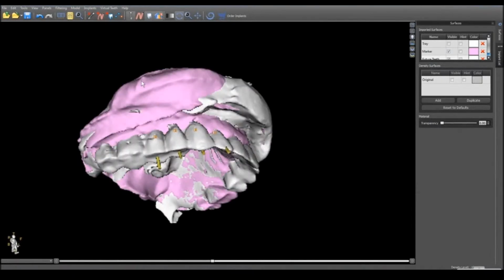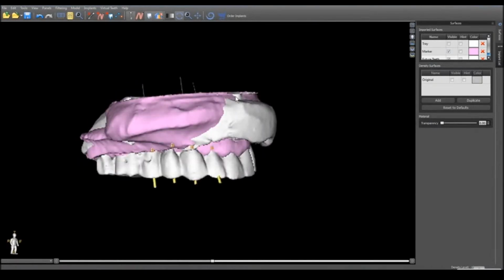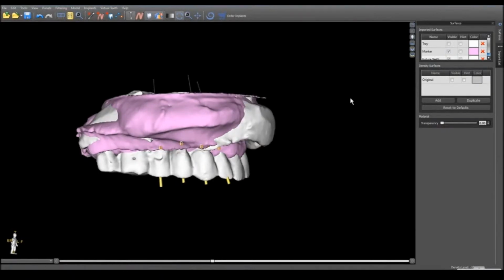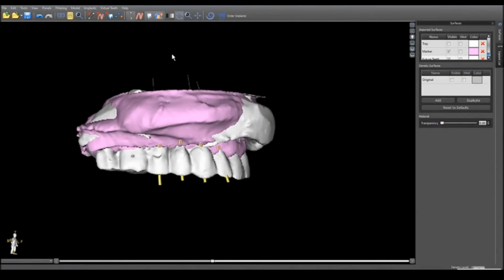The other question was, how do you merge the data in? The software has the facility to allow merges of different data sets on the basis of fiducial markers or on the basis of anatomy. So that's built into the Blue Sky Plan 3 software. So when I planned this case, I made the bridge slightly translucent.